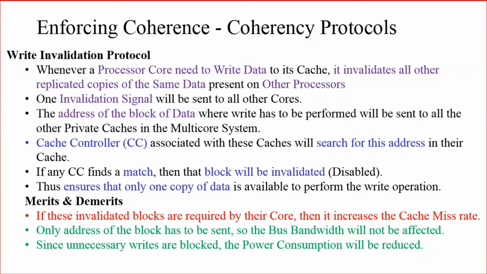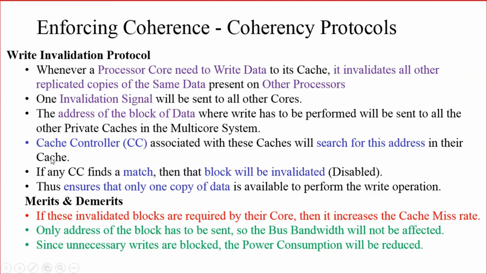So what do we mean by an invalidation signal? An invalidation signal is nothing but the address of the block of data where the first processor is going to write the data in its private cache. The same address where the processor is going to write the data will be sent as an invalidation signal to all the other cores.